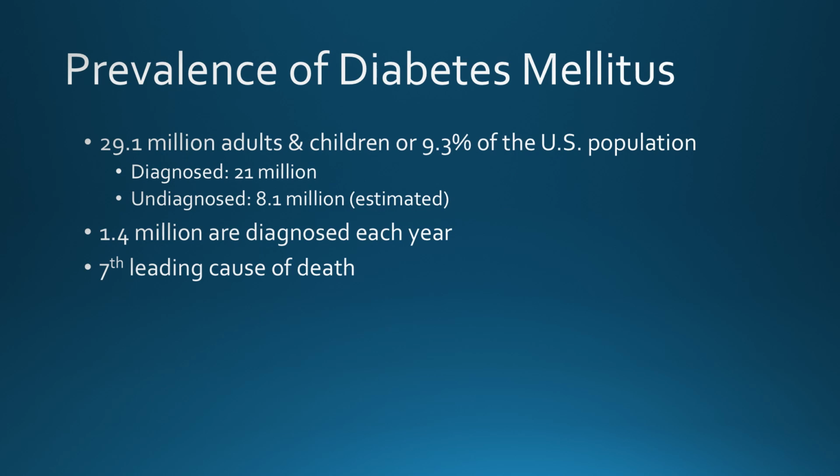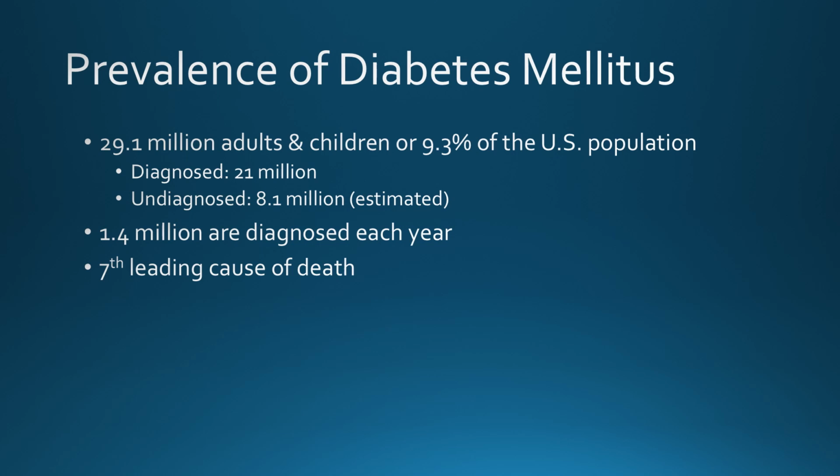So how common is diabetes mellitus? It is estimated that there are about 30 million adults and children who have diabetes, and that's about 10% of the United States population. So it is very prevalent. Of that, it is considered that about 21 million have actually been diagnosed, and that about 8 million are undiagnosed.